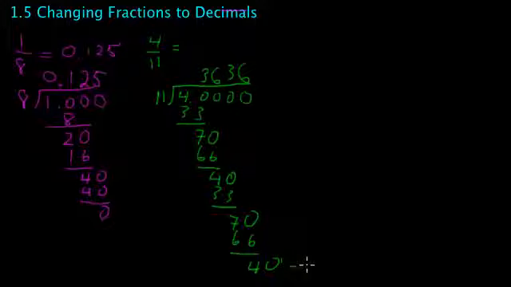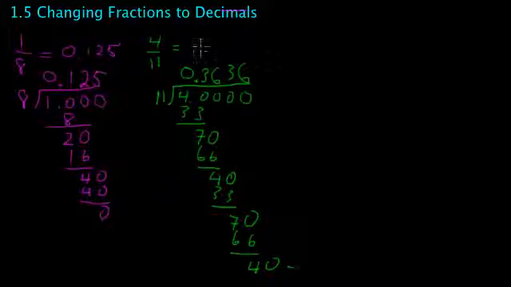Now, I can continue this way, but what I'm going to get is 3, 6, 3, 6, 3, 6, ad infinitum. It's going to keep going. Let's place my decimal point right above where it is in my 4.0. Put in a leading 0. And so my answer in decimal form is 0.36, 0.36, 0.36.